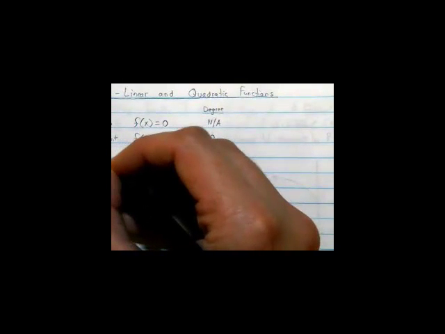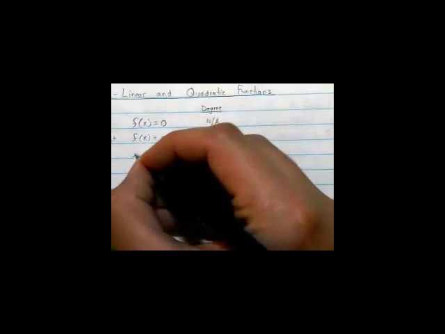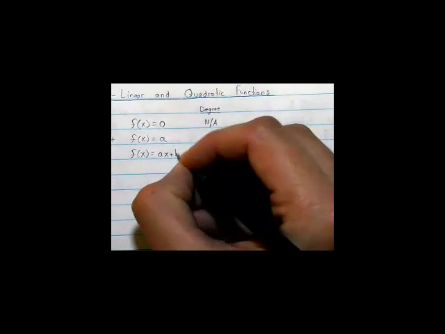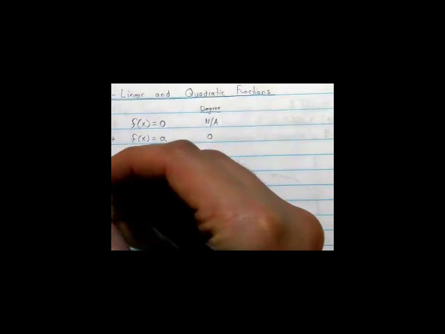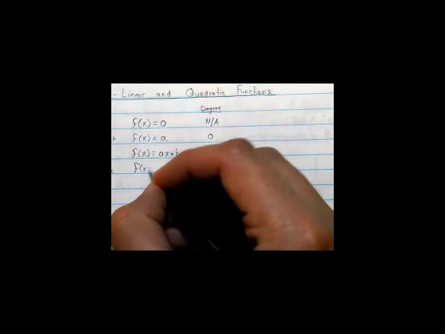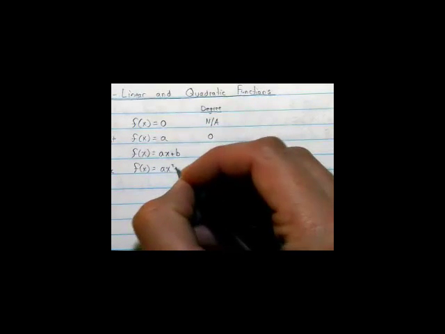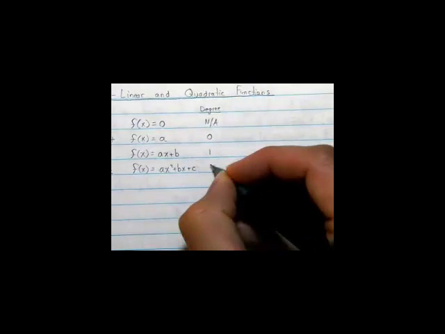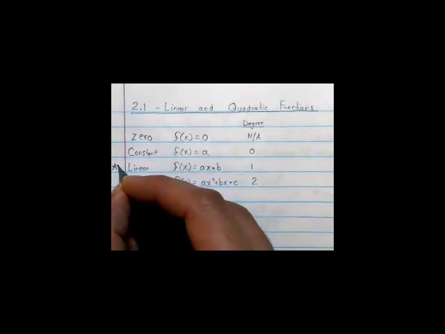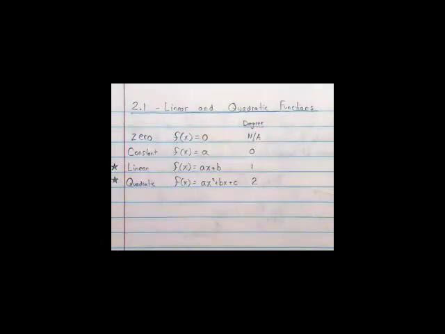Linear, which you guys spent like half of Algebra 1 talking about, is ax plus b. That has a degree of 1. And then the quadratic, f of x equals ax squared plus bx plus c, and that's got a degree of 2. Okay, and today, like I said, we're going to focus on those two, linear and quadratic.